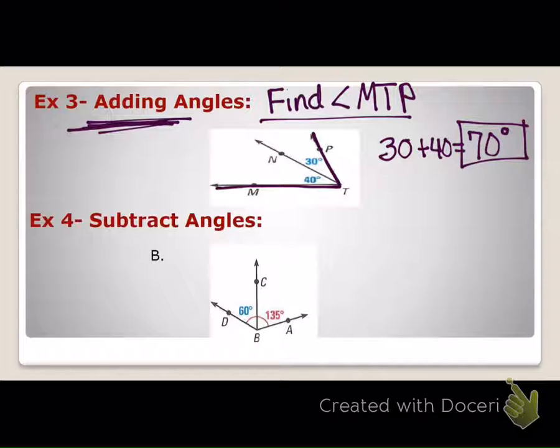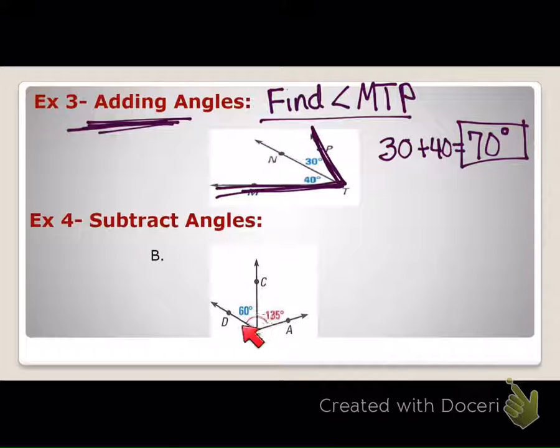Now, do we have questions about adding the angles together to find the big one? Okay, so it's just like the segment addition postulate. If you're looking for the whole thing, you're adding them together. If you're looking for just a piece, you're subtracting. If you need the big thing, you add. If you need the little thing, you subtract. Okay, so now we're subtracting angles.